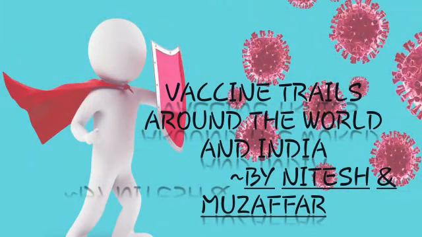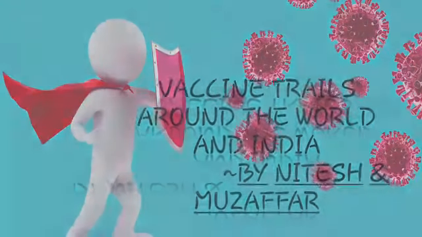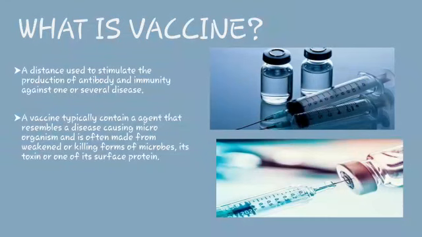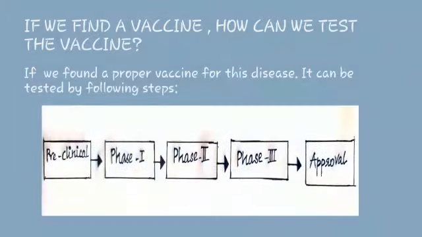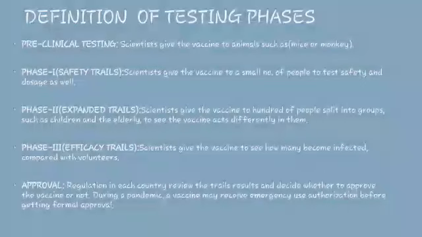Vaccine trials around the world and India presented by Nitish and Muzaffar. In simple words, a vaccine resembles microorganisms, which stimulates antibody production against disease in our body. A vaccine is tested in the following phases: preclinical, phase 1, phase 2, phase 3 and approval. Preclinical testing involves animals. Phase 1 involves a small number of people. Phase 2 involves 100 people. Phase 3, 1000 people. The vaccine is given in all these trials and based on that the country approves it.